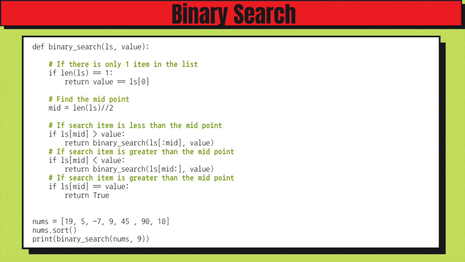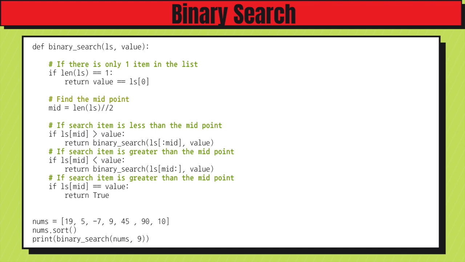So if the length of a list is 1, so if there's only one item in the list and that item is equal to this value, then it will return true. Otherwise, what it's going to do is find the midpoint of our list. And the way it does that is through doing a floor division. So floor division is when you have two forward slashes. It's also called integer division. And the way it works is that it divides this number by the number on the right, and then it rounds it down to the nearest integer.